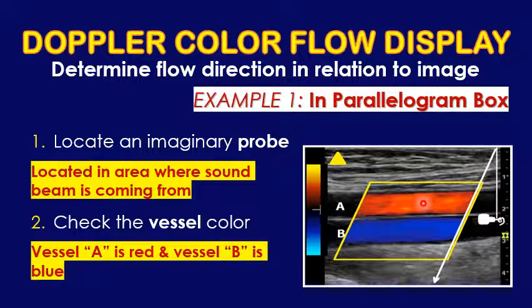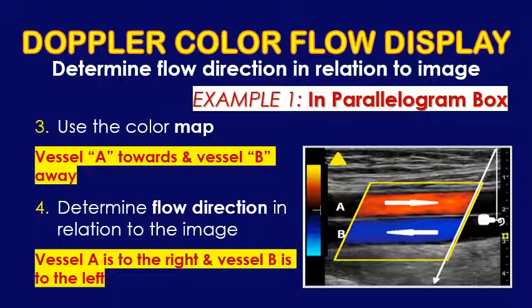M, map. What do I need to do here? I go to the map. The red, if I look at the map here, is towards the probe, because as we mentioned earlier, the upper part of the color map is toward the probe. So this one will be toward the probe, like here, and the lower one will be away from the probe, like here. Again, vessel A is red, vessel B is blue, and this is the second step. Third step, I go for the map, like I told you, M, map.